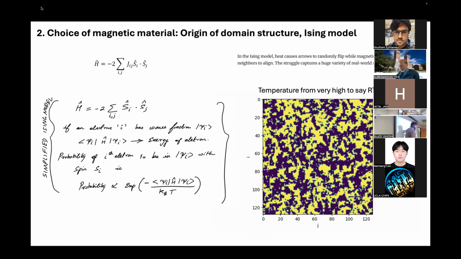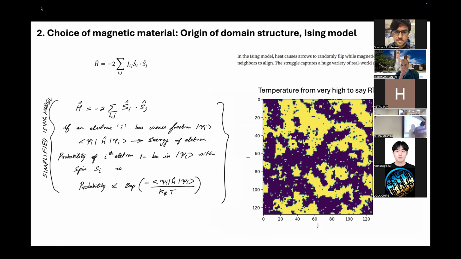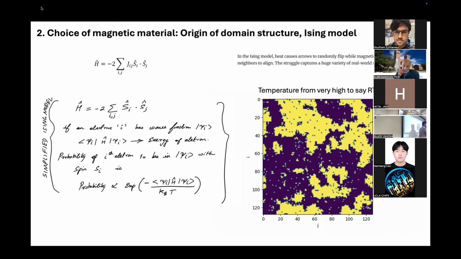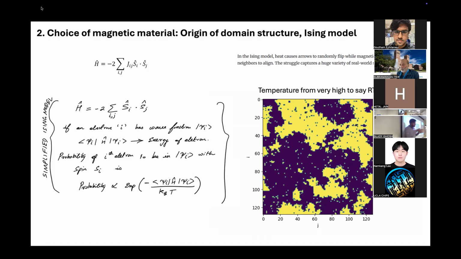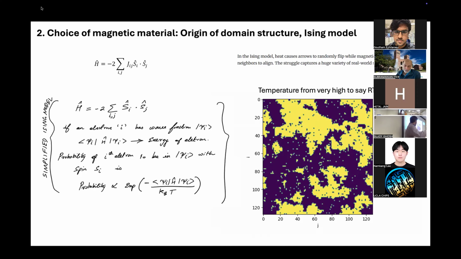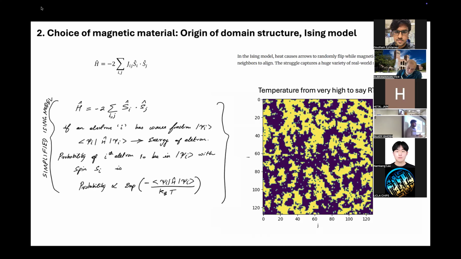Any questions? So the domain structure really happens because there is this exchange interaction coupled with thermodynamics and statistics of how these things exist in those states, depending on the energy and depending on the temperature, right? And this is actually a very fundamental concept. This is called the Ising model, and it's not only applicable for magnetism, it's actually applicable for any kind of system where you have multiple things that are interacting with each other.